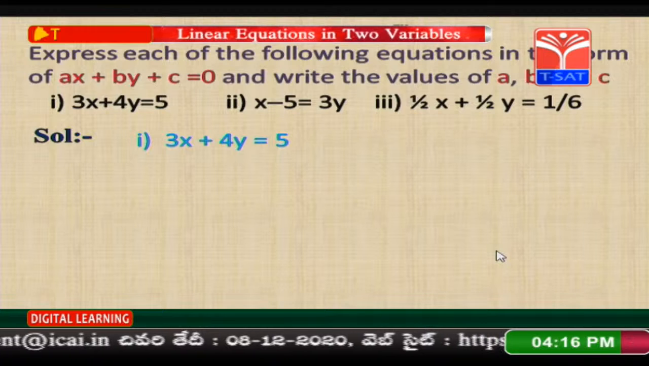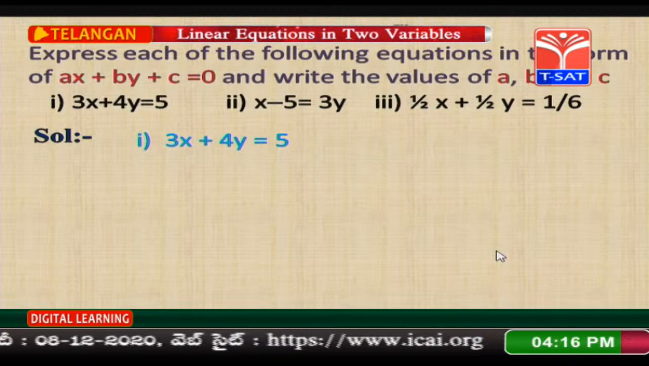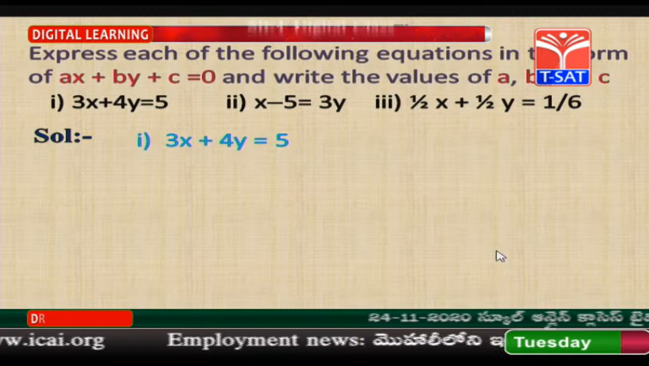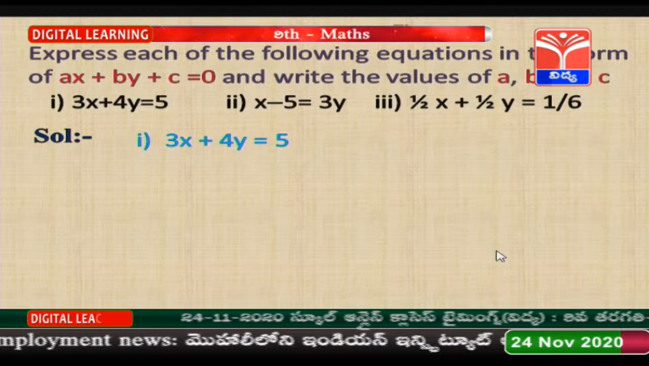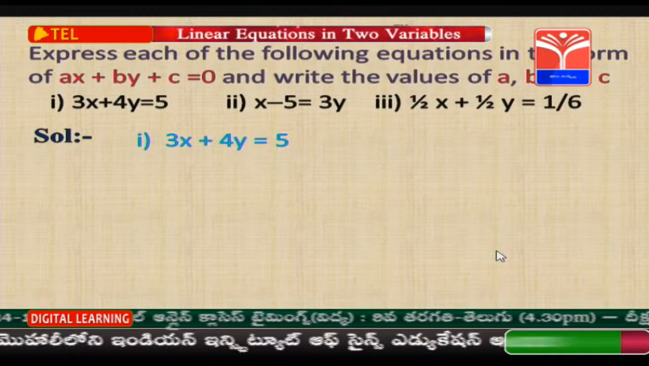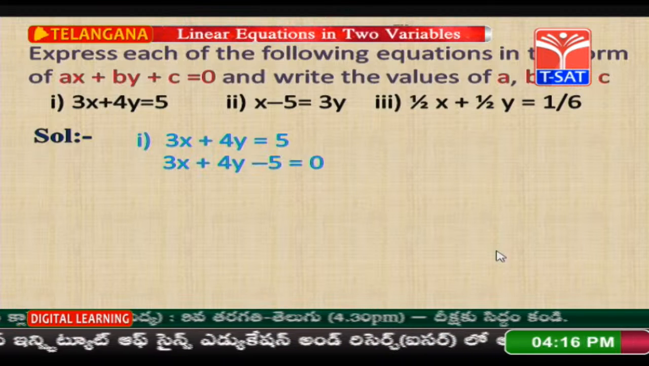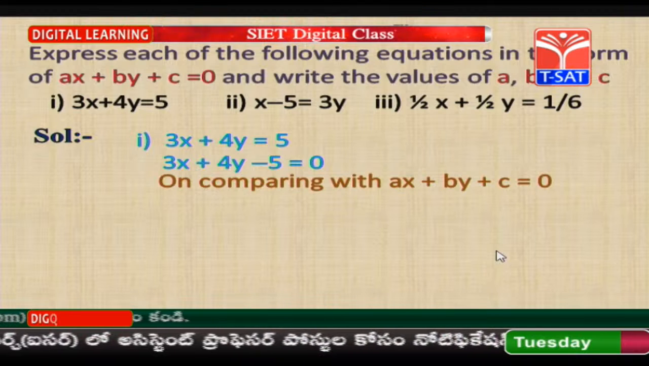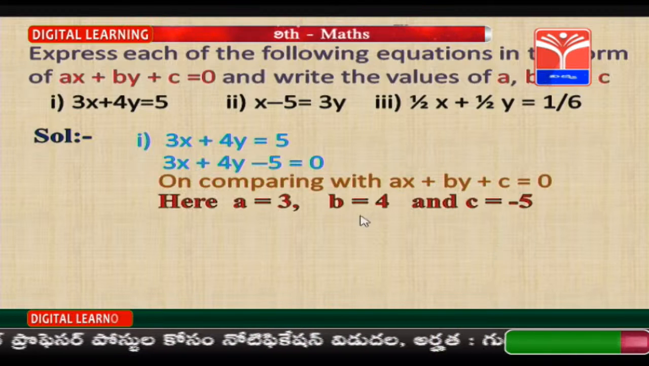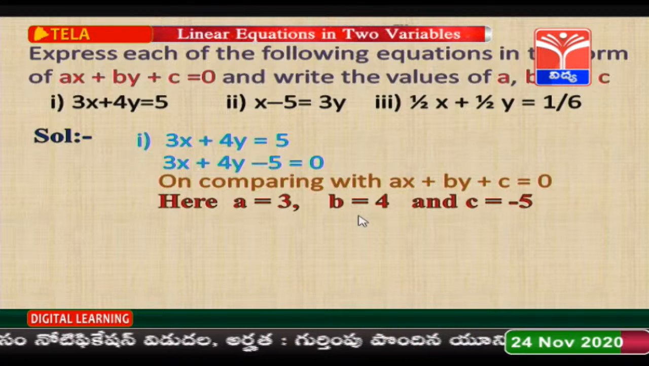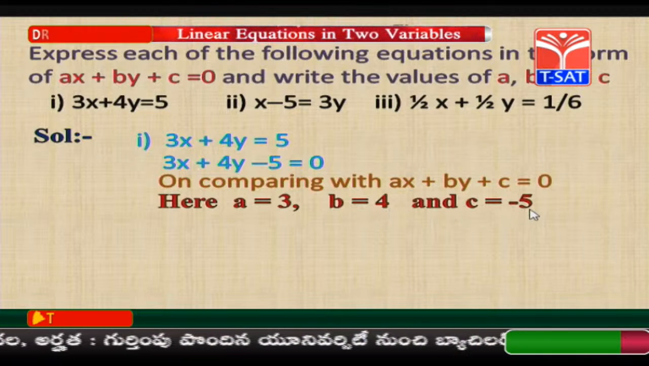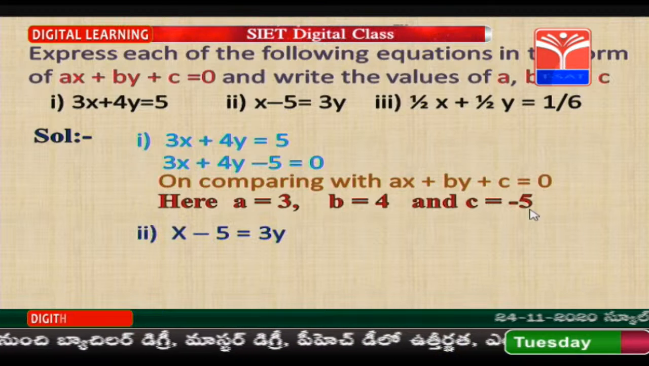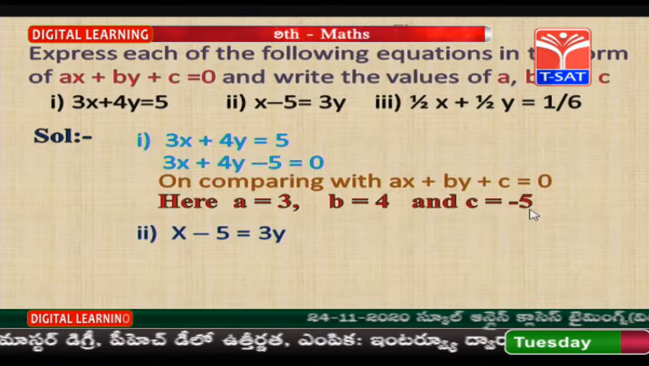Let me take the first one, which is 3x plus 4y is equal to 5. First, let me convert this into the standard form. That means, whatever is on the right side, let me bring it to the left side and make it equal to 0. Now, when you compare this with the standard equation, that is ax plus by plus c is equal to 0, here a is equal to 3, b is equal to 4, c is equal to minus 5.